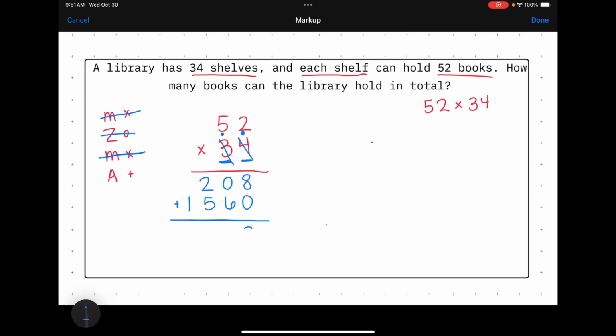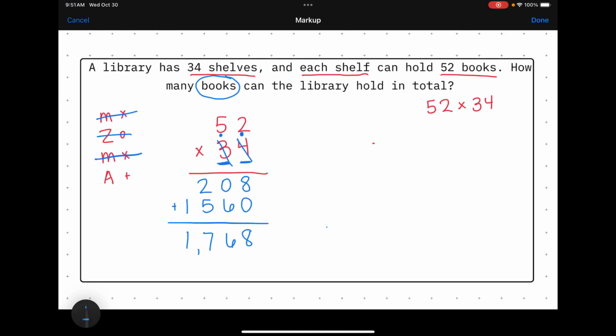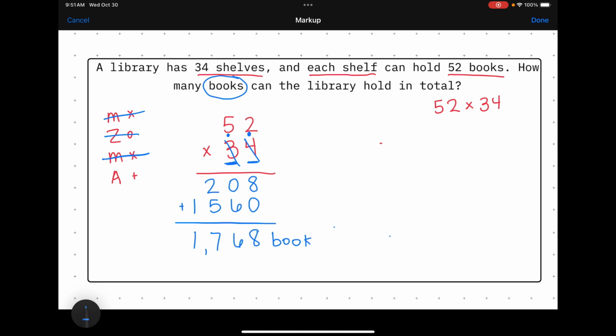Final step is to add. And because it is a word problem, I do need to have a label. And this question is asking me how many books can the library hold in total. 1,768 books is my final answer.